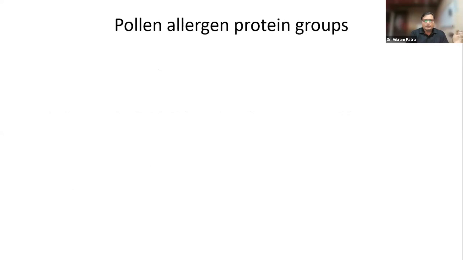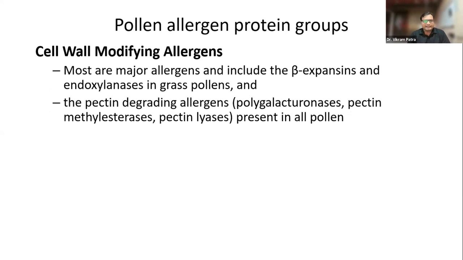So the different pollen allergen protein groups, when we talked about these major and minor allergens or pan allergens, are all grouped into a few protein groups. They are classified as cell wall modifying allergens. Most are major allergens and include the beta expansins, as seen in the grass pollens, and the pectin degrading allergens like pectin methyl esterase, pectate lyase, as seen in the weed pollens.